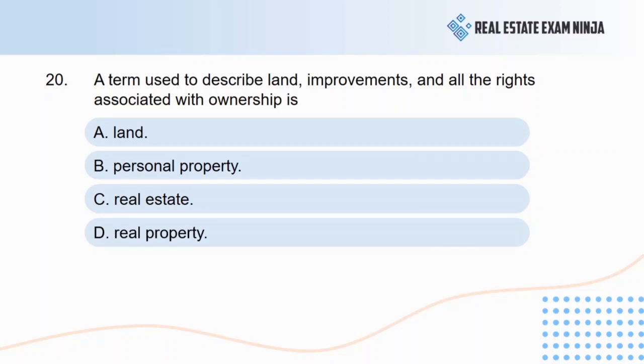Number 20. A term used to describe land, improvements, and all the rights associated with ownership is A. Land. B. Personal property. C. Real estate. D. Real property.